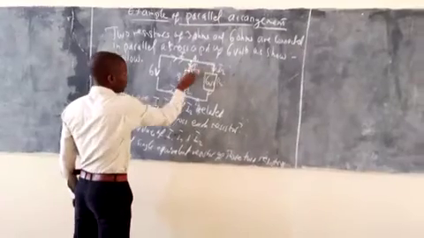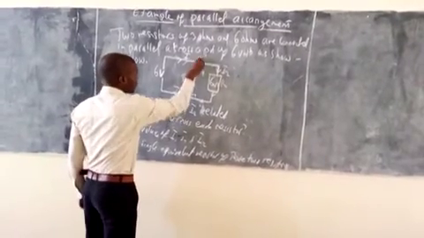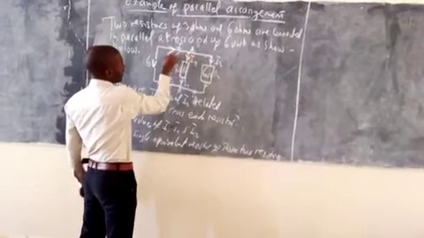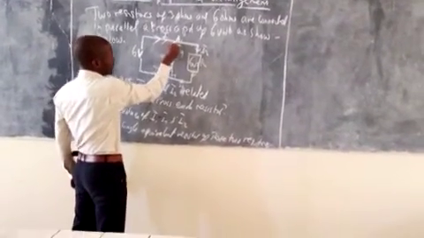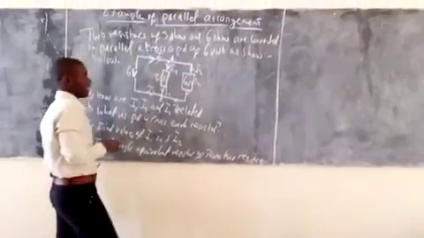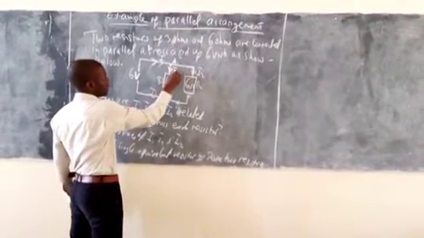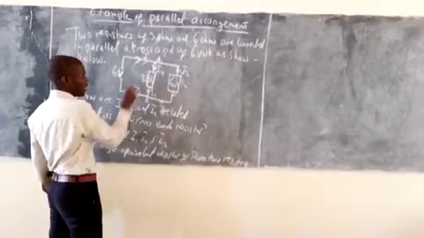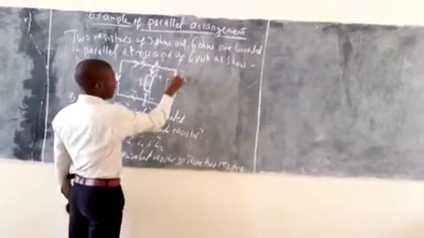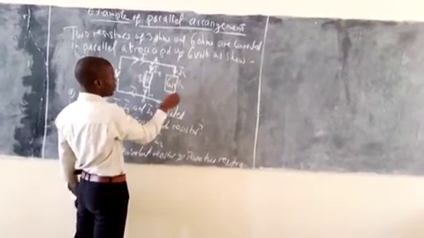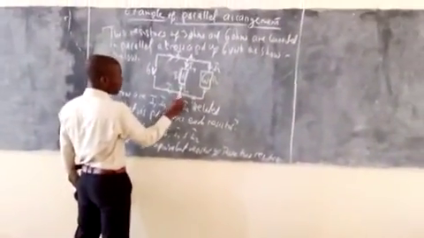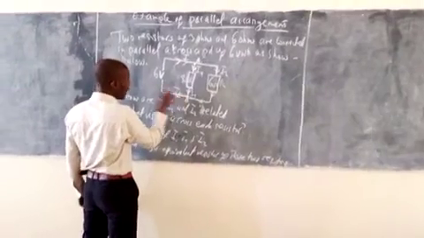passing through, reaching a junction, let me call it junction A. And then the current I reaching junction A divides into two parts. One comes as a current I1 passing through the resistor of 3 ohm, and then the current I2 passing through the resistor of 6 ohm. And then they meet at junction B to form the current I.